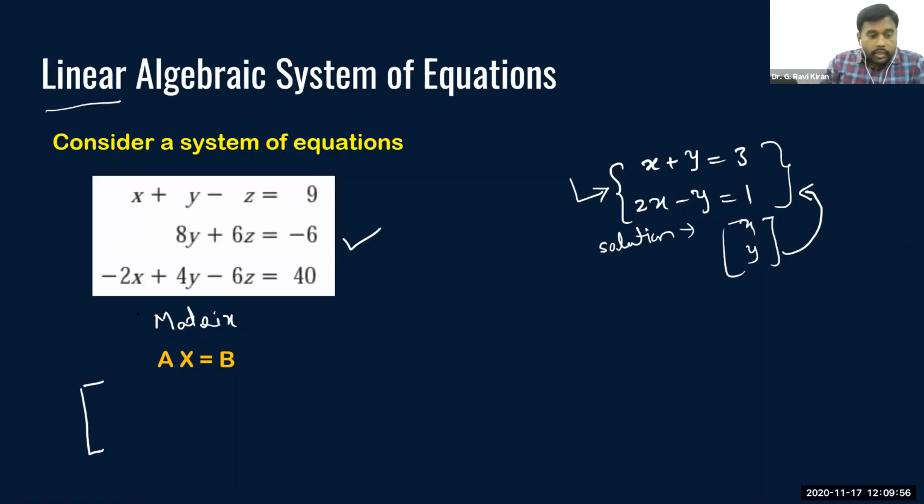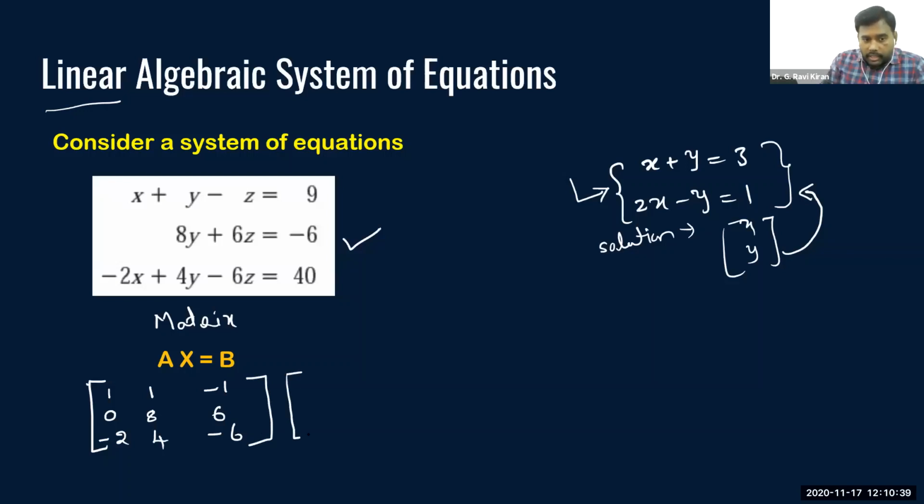Coefficients: you will take the coefficients of all unknowns from each equation. If you look at the first equation, it is x plus y minus z is equal to 9. From that equation, if you take all the coefficients, the coefficient of x is 1, the coefficient of y is 1, and the coefficient of z is minus 1. Then in the second equation, the coefficient of x is actually 0, there is no term with x. The coefficient of y is 8, and similarly the coefficient of z is 6. Then similarly, from the third equation, you can write these as the coefficients, and thereby this is the coefficient matrix.